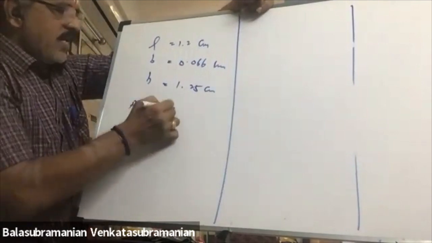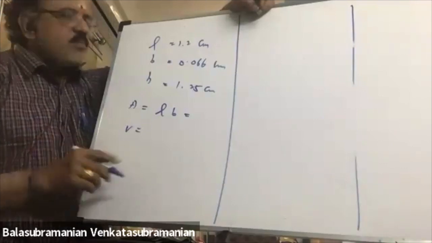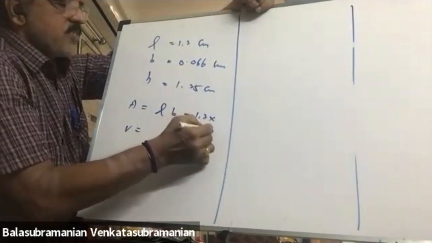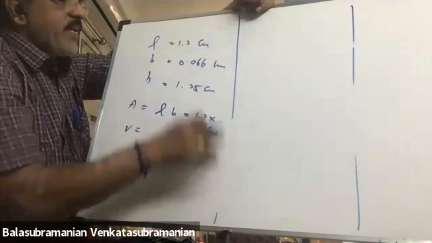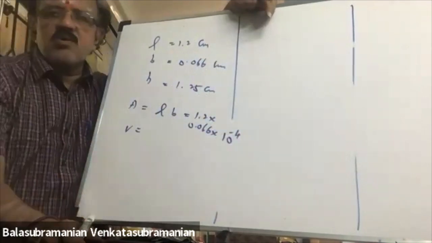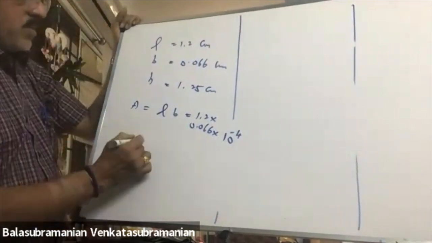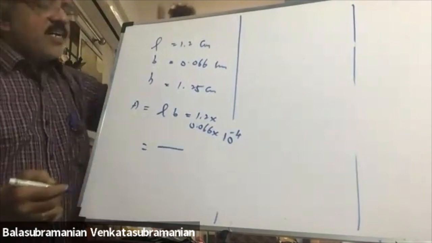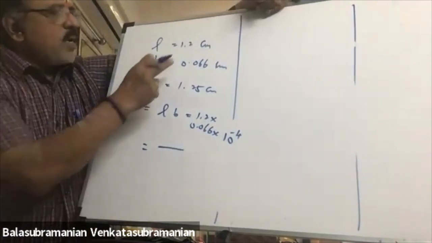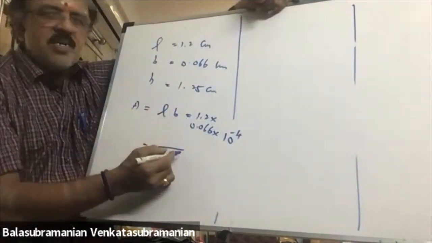Area is what? Length into breadth. Say this is a cuboid. Length into breadth. Multiply 1.2 into 0.066. Centimeter is 10 power minus 2. This is 10 power minus 2. So we have to put 10 power minus 4. You should get the answer. Let it be any value. 1.22 into 0.066 you multiply. You are getting some answer.